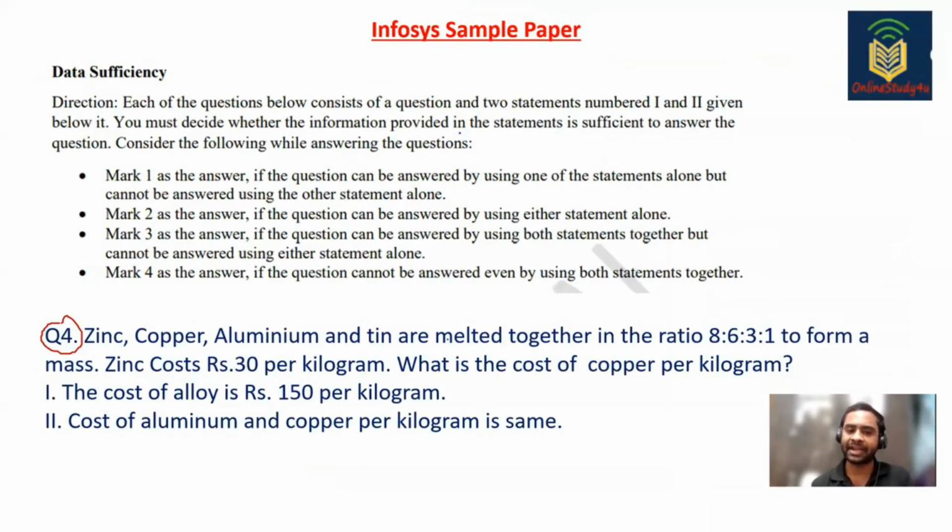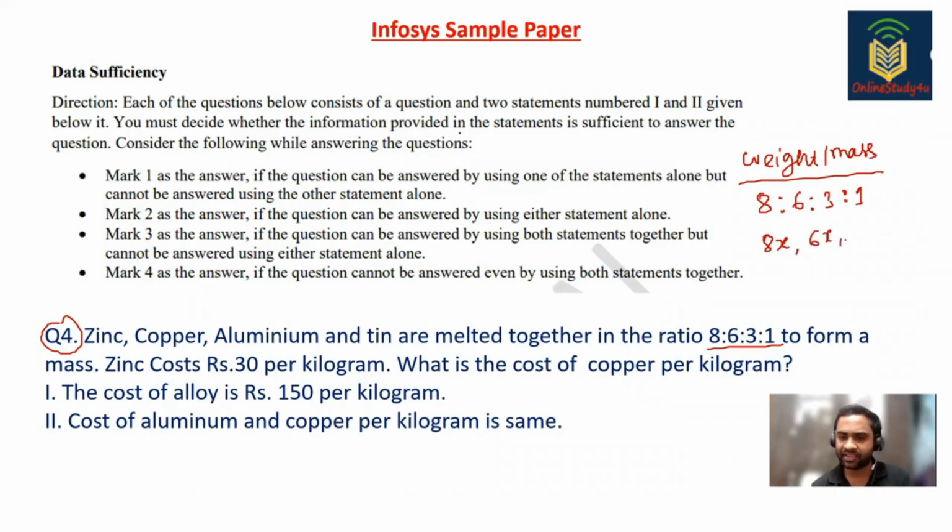Now friends, question number 4. Zinc, copper, aluminium and tin are melted together in the ratio 8:6:3:1. What they have basically given is weight, or mass. So you can say zinc is 8x kg, copper is 6x kg, aluminium is 3x kg, and tin is x kg. Now, to form a mass, zinc costs 30 rupees per kilogram. Then what is the cost of copper per kilogram?